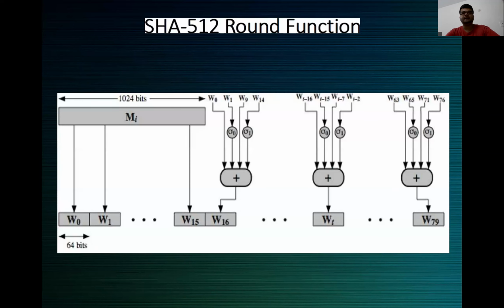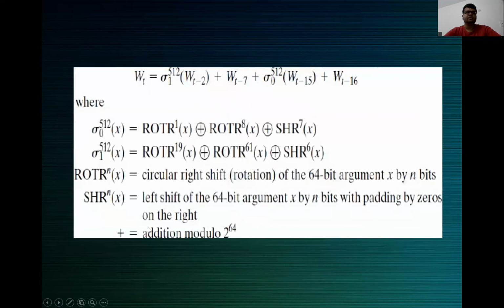So this you can see here is the SHA-512 round function. And here is 1024 bits, and this is the message. And you can see here W0 till W79, each of 64 bits. So moving on to the next, here you can see the formula is written, which is Wt equals sigma1 raised to the power 512 of Wt minus 2 plus Wt minus 7 plus sigma0 raised to the power 512 of Wt minus 15 plus Wt minus 16.